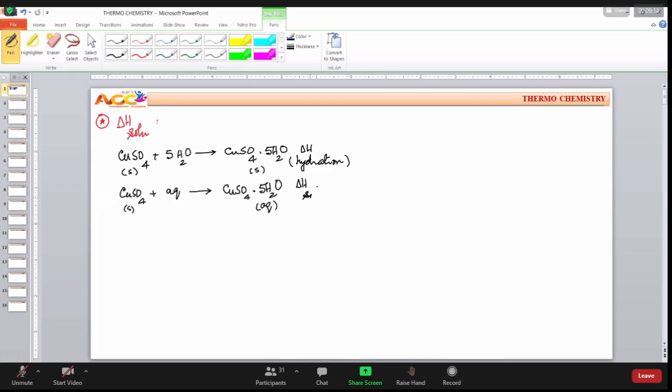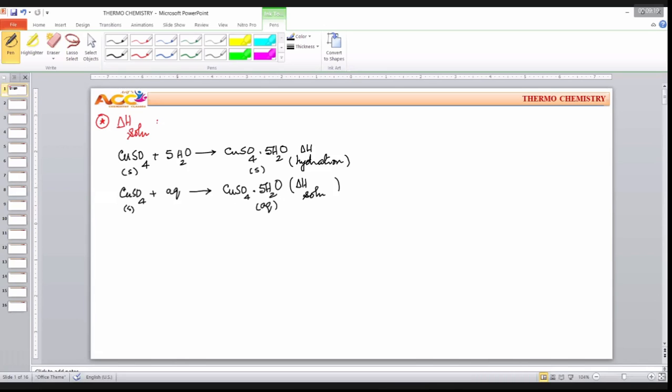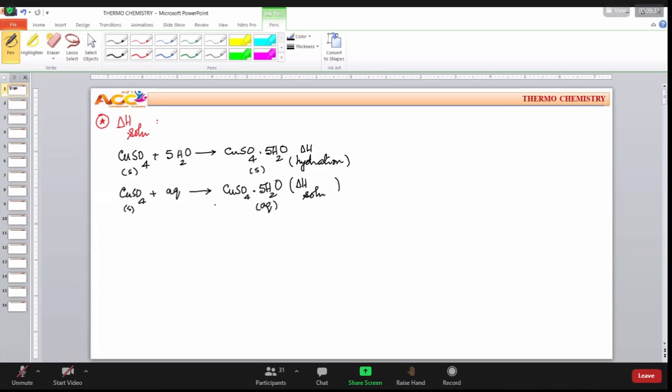But remember, we are writing like this, but in the container, what happens? First of all, copper sulfate will accept 5 water molecules. It will go to this stage, then it comes to this stage. First, we have formation of the hydrate, then we have formation of the solution. But to understand definitions, we write like this.